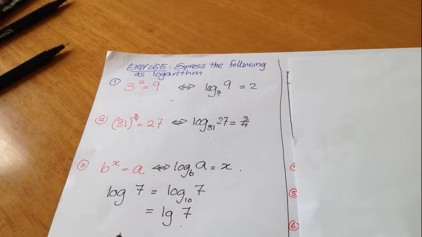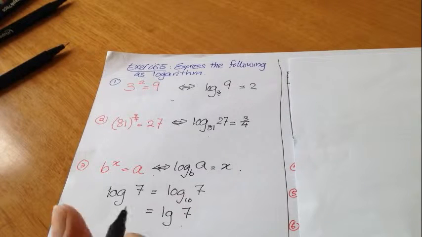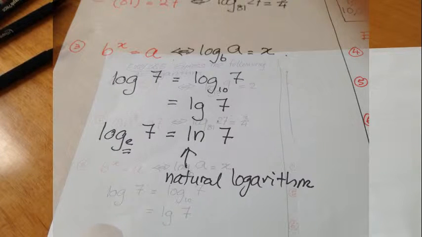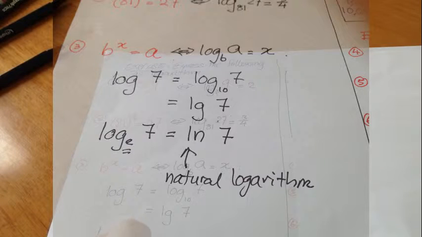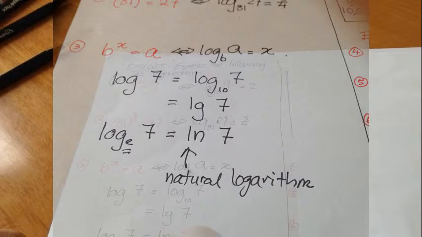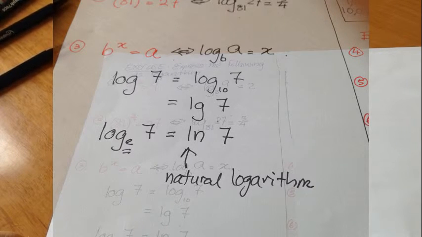Now there's another base which is special. This is called log 7 base e, also written as ln 7. This ln is from the Latin word for natural log, natural logarithm. So what is e here? Well, e here is a special number.